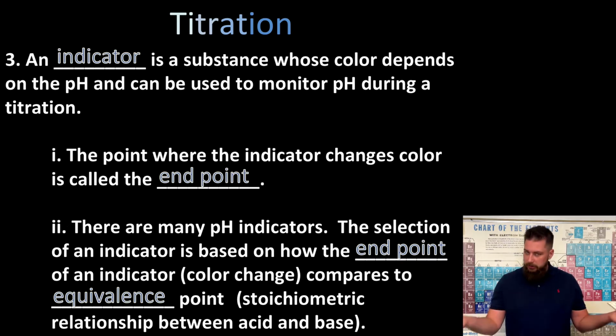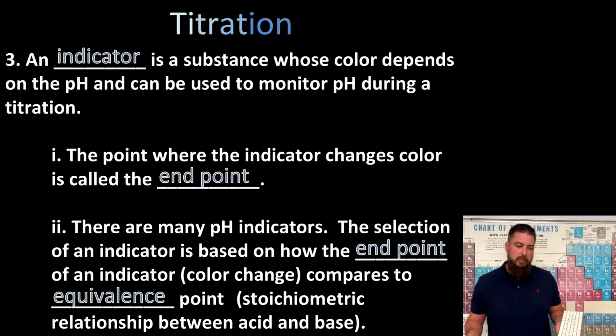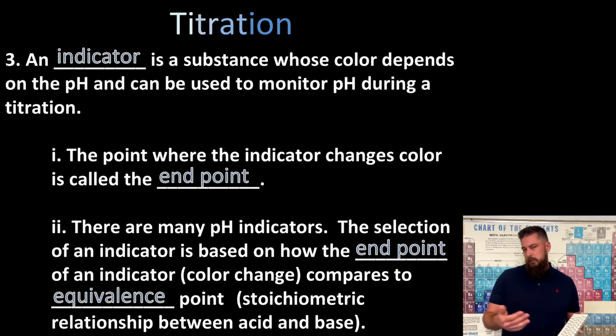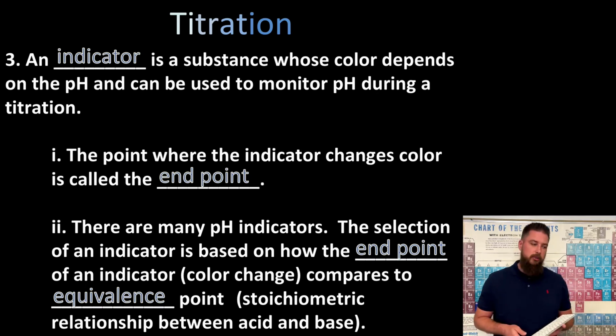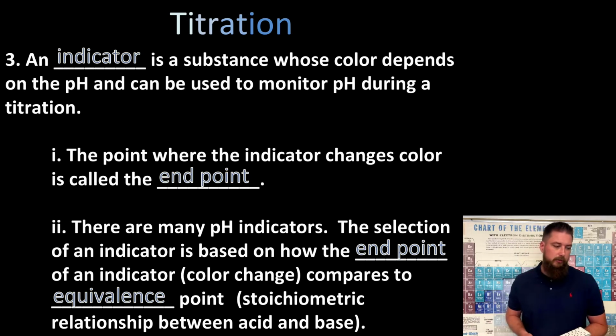Now there are, like I said, many pH indicators, and what we do is we select the right indicator that's going to give us an endpoint that's closest to the equivalence point. There are some indicators that will give us endpoints closer to 7, let's say. They'll give us an endpoint closer to 8 or an endpoint closer to 6 or whatever. And there's different reasons why you would want that endpoint, and we'll talk about that in a moment.